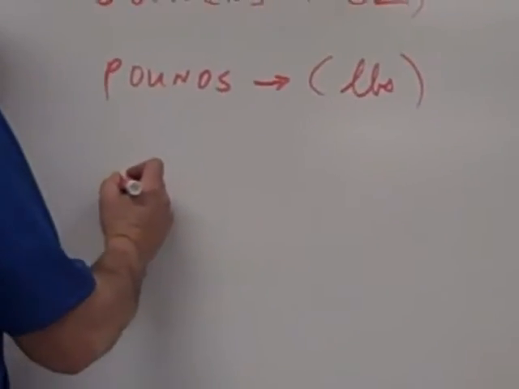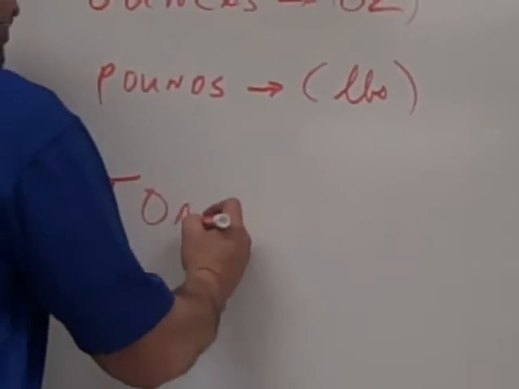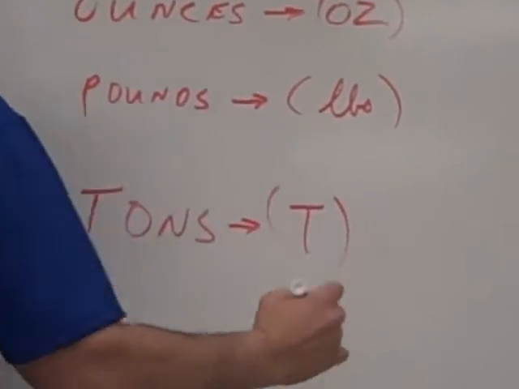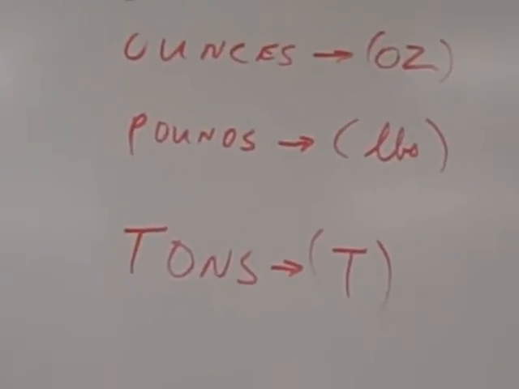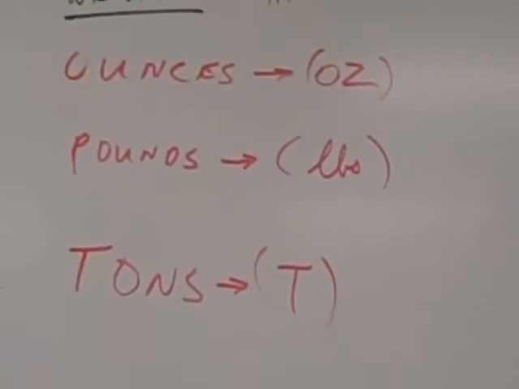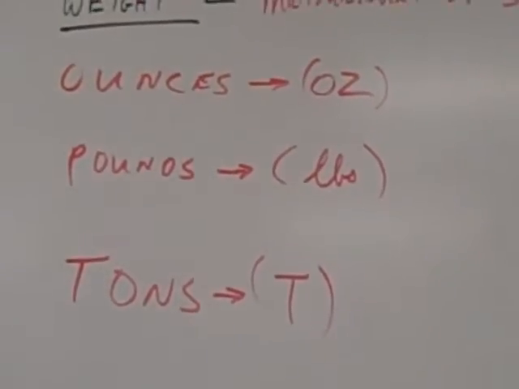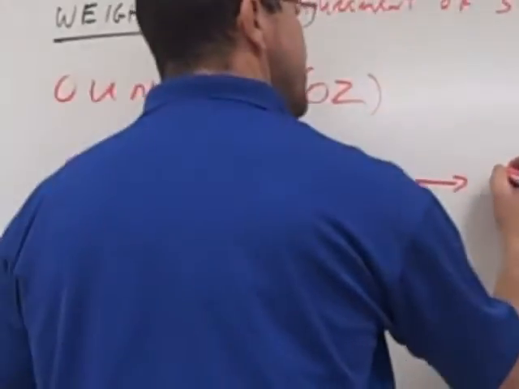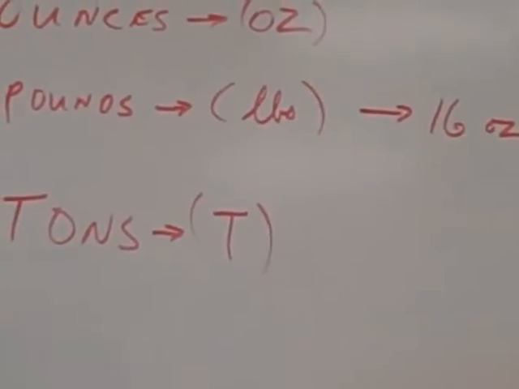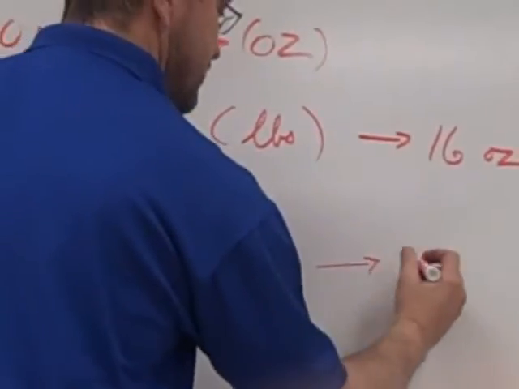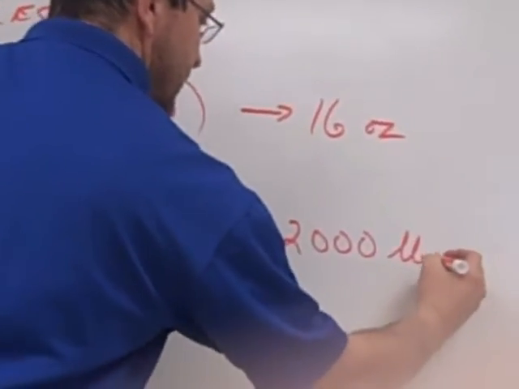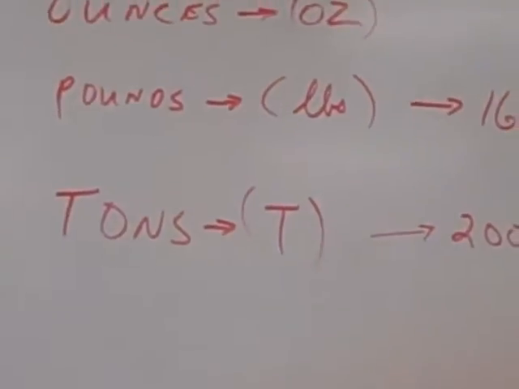What's last? Tons. Abbreviation? Capital T. Now let's talk numbers. How many ounces will make a pound? 16. So 16 OZs make a pound. And pounds make tons. 2,000 pounds make a ton. All right.